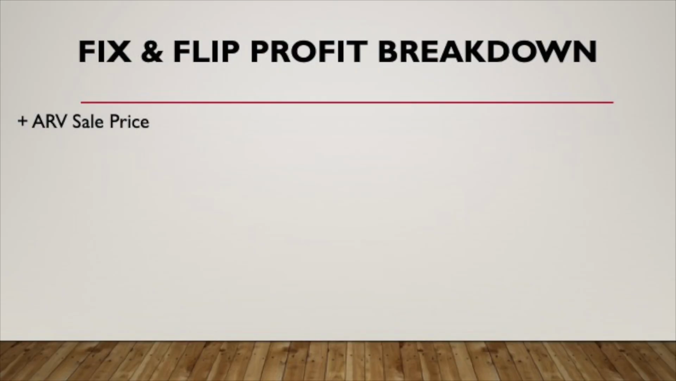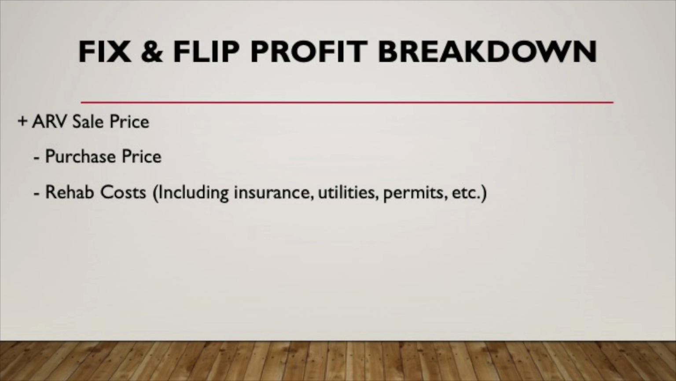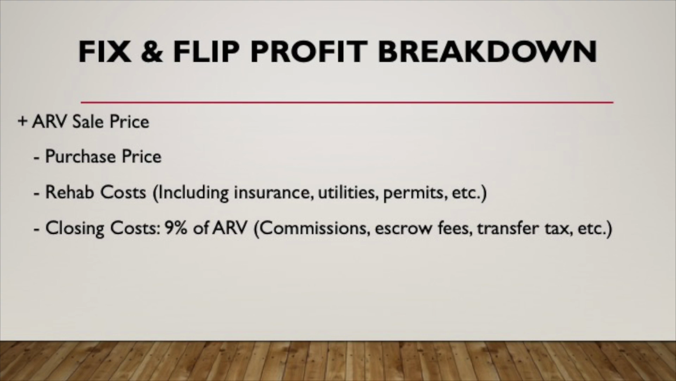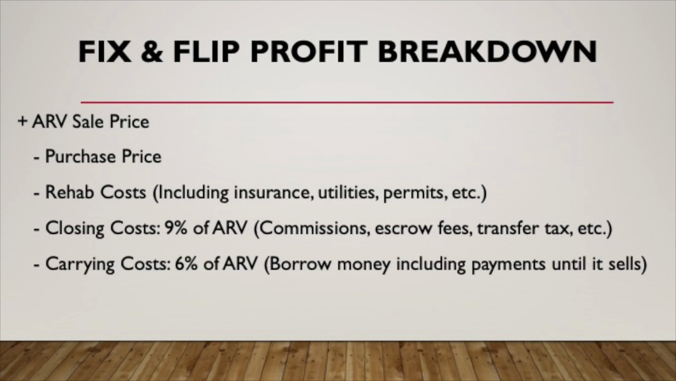So here's a typical profit breakdown on a fix and flip deal. Once you sell the property for the after repair value, first you're going to subtract the purchase price you paid to buy the property, then you're going to subtract the rehab cost, which also includes insurance and utilities, permits, etc. And then you're going to subtract closing costs, which come out to about 9% of the ARV. This covers commissions, title search, title insurance, escrow fees, prorations, property transfer tax, etc. Then you're going to subtract carrying costs, which come to about 6% of ARV, and this is the cost to borrow the money, including payments until it sells. And then finally, you're going to subtract your 15% profit margin.